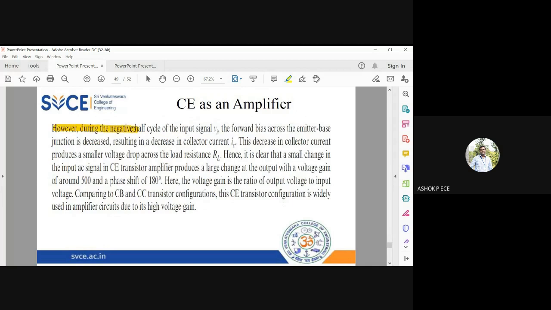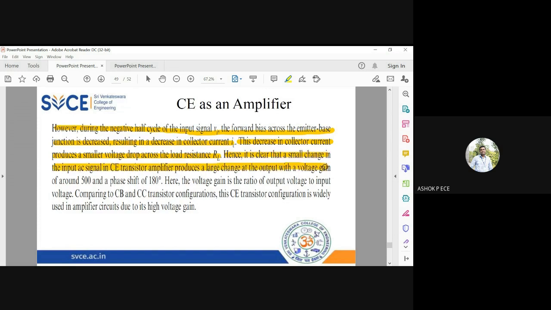During the negative half cycle, the forward bias is decreased. Naturally, when you give negative bias, the transistor will not function, because only for positive bias are the majority carriers injected more from the emitter. For negative bias, the number of charge carriers crossing the base and reaching the collector is going to be very, very small, which reduces the collector current. So when collector current is small, the output voltage across RL is also going to be small.